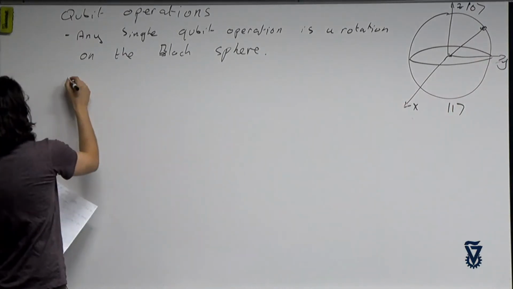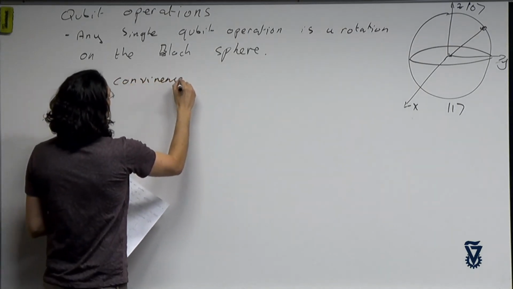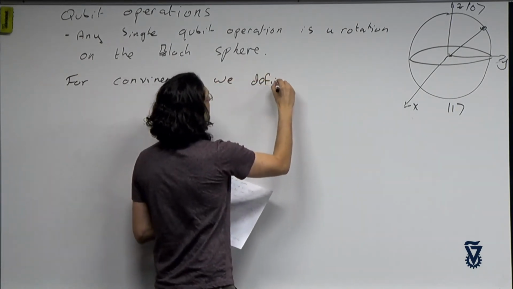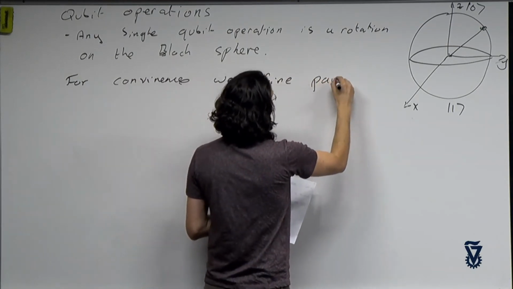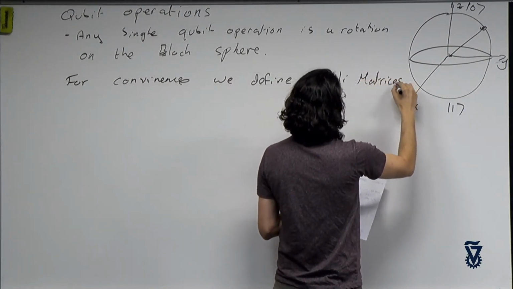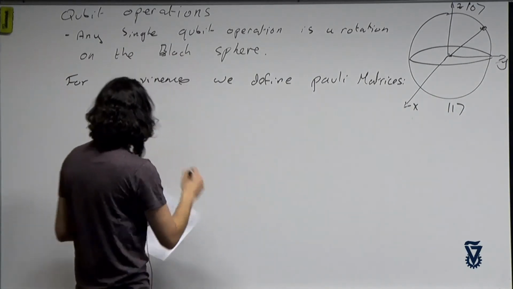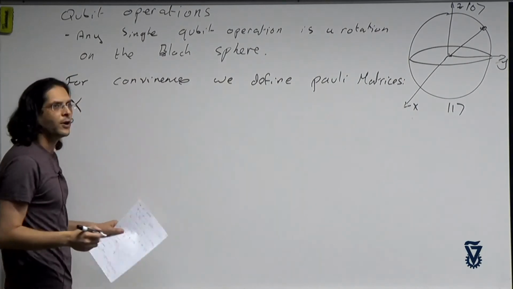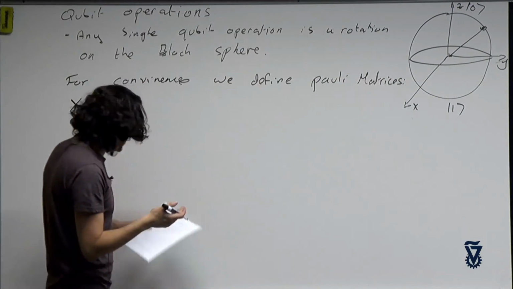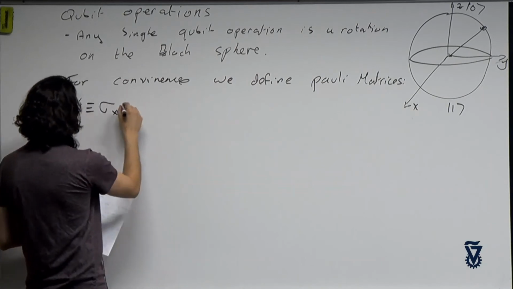Now for convenience, this is just for convenience, we define the Pauli matrices. Whenever you talk about algorithms, it's just a language that's developed, and it's very convenient. Sometimes they're marked with X, Y, and Z, and sometimes with sigma X, sigma Y, sigma Z. That's the same. So X is defined as sigma X.